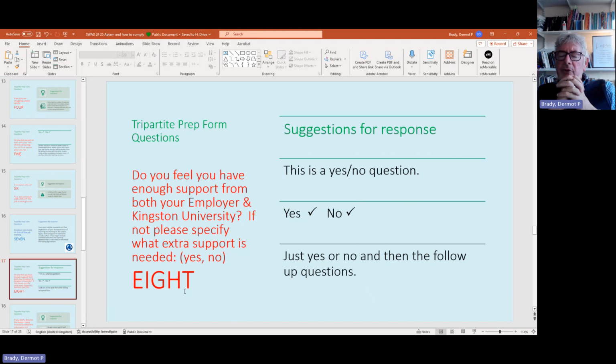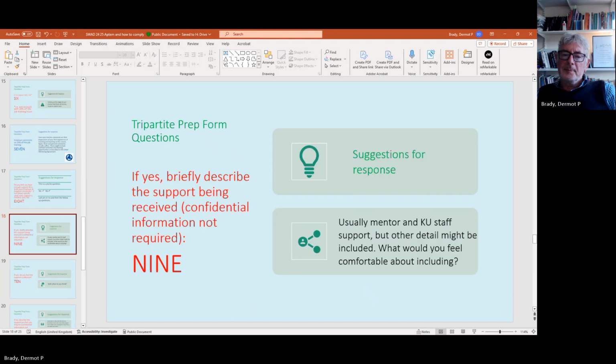Now there's a generic question about support from both the employer and Kingston University. If you're not getting that support, there's first of all the yes/no option. Let's see what happens after you take that particular option. So if yes, you can describe the support. Now, this might be a great many things. You might have a statement of support needs, for example, that is actually being actioned.